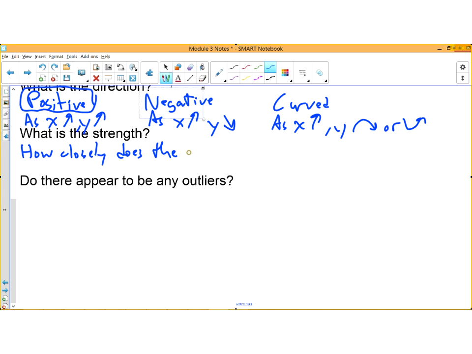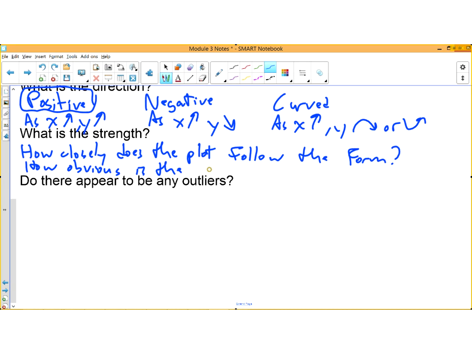how closely does the plot follow the form? In other words, we chose a form of linear or curved. Does it seem to follow that form pretty clearly?